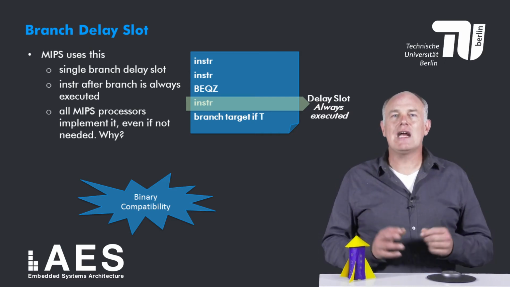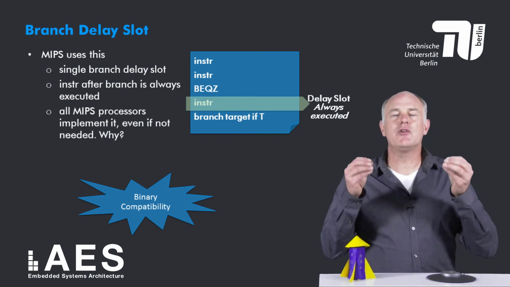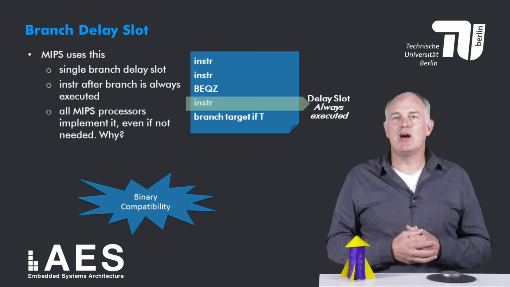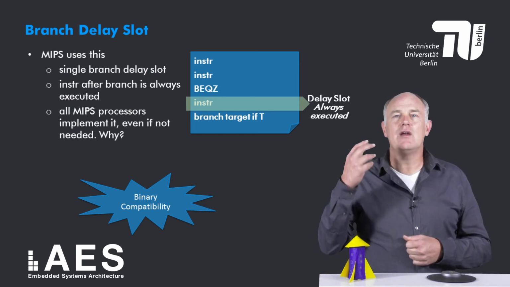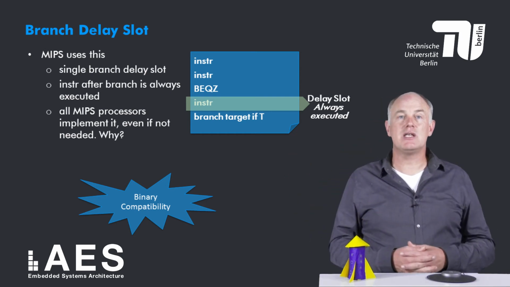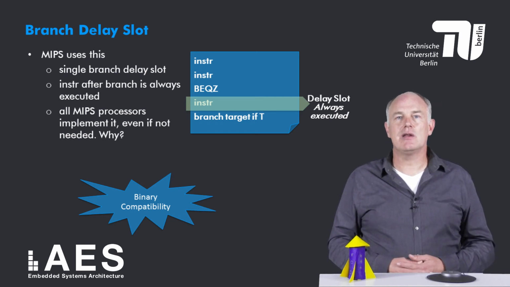In order to correctly execute MIPS code, it is necessary that the instructions after all branches be executed. This was the case on the first MIPS processor, and to ensure that code that ran correctly on that processor runs correctly, all MIPS processors implement the branch delay slot.